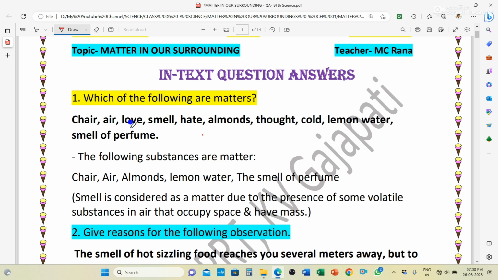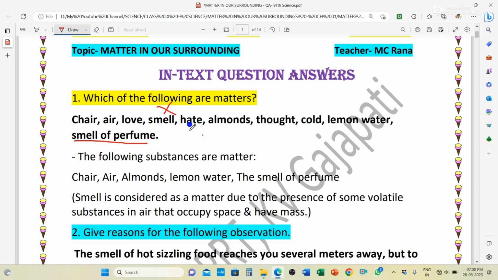But love is an emotion. This is not a matter. Smell is also not a matter. But smell of perfume is a matter. Why? Because in smell of perfume there are some volatile substances that occupy space and have mass. When the volatile substances pass from one place to another, you can feel the smell. So smell of perfume will be a matter, but only smell is not a matter. Smell of perfume, smell of anything else, that will be a matter.